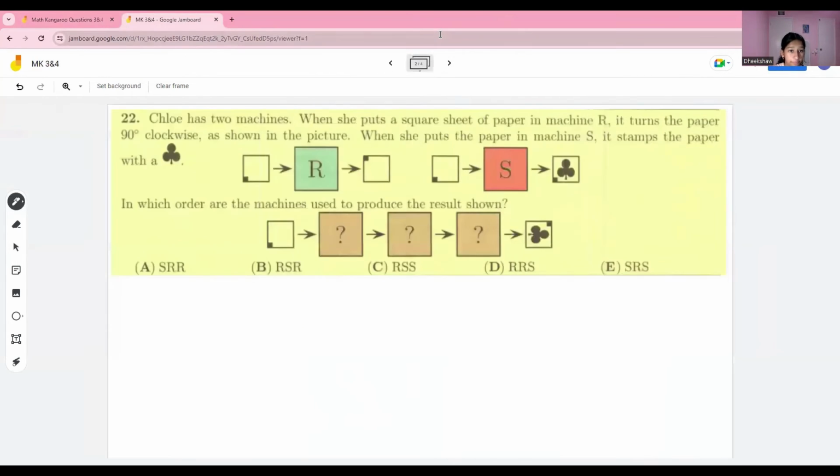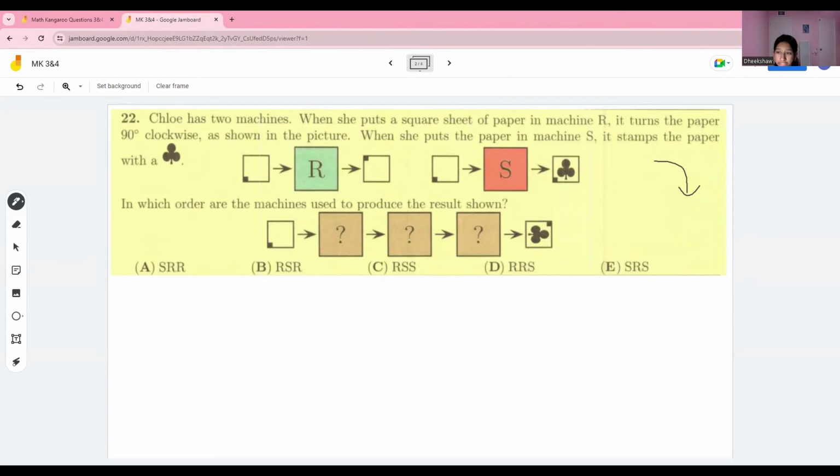Next question. Chloe has two machines. When she puts a square sheet of paper in machine R, it turns the paper 90 degrees clockwise. 90 degrees clockwise, keep that in mind, guys, it's this direction, like turning this way in the shape of a clock. When she puts the paper in machine S, it stamps the paper with a clover. In which order are the machines used to produce the result shown?